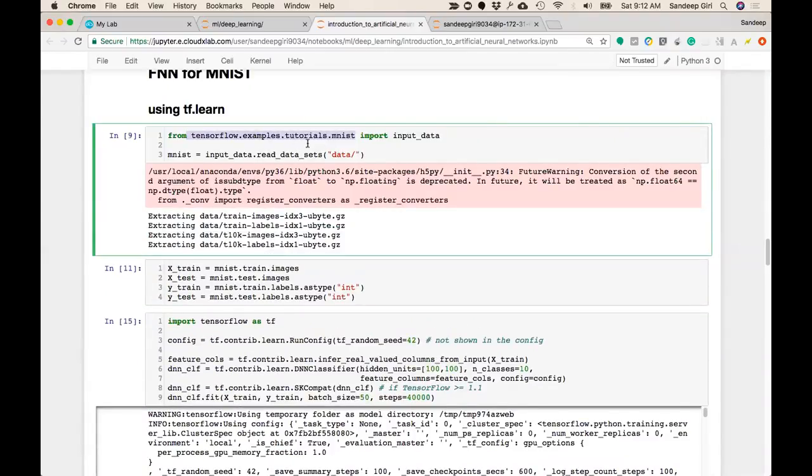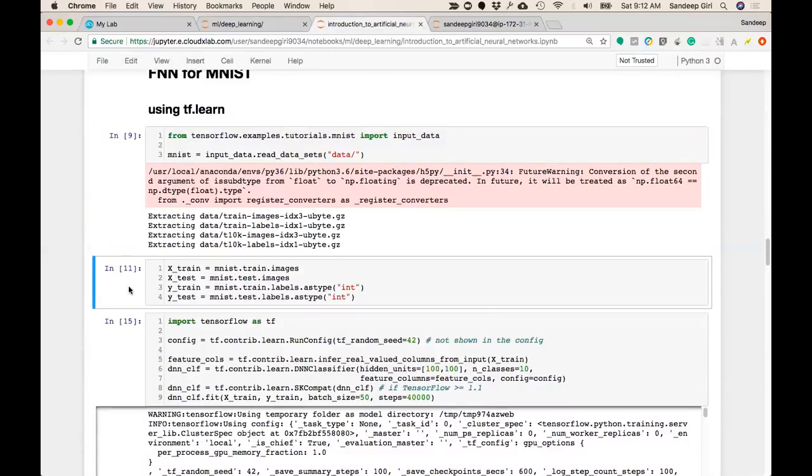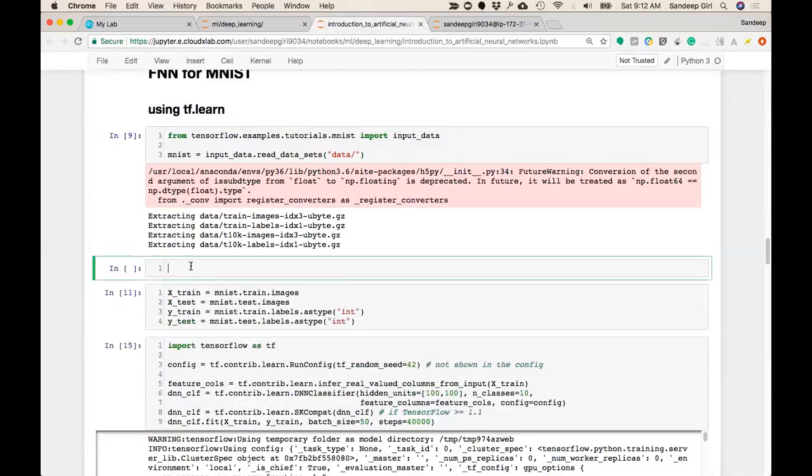Okay, so here we are importing the input data from the MNIST example, from the MNIST package, and we are saying input data dot read dataset. This is going to download and extract the dataset for us if it is not there. Okay, so basically it is extracting and it has loaded our data in MNIST. We can take a look at what this data looks like.